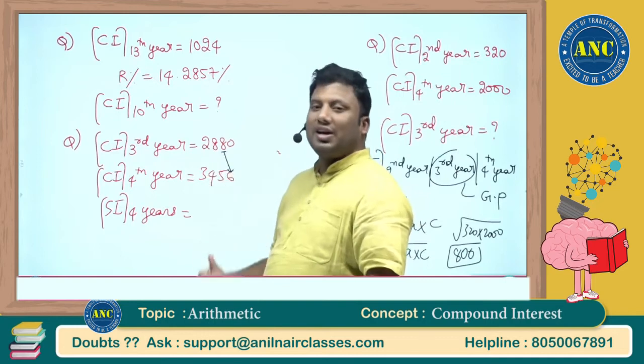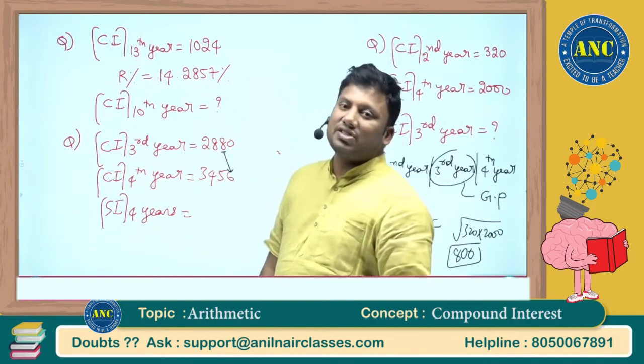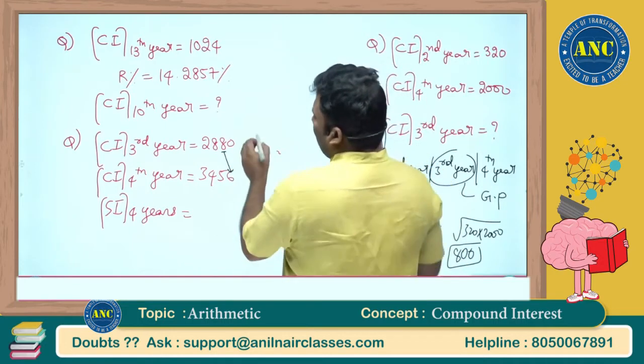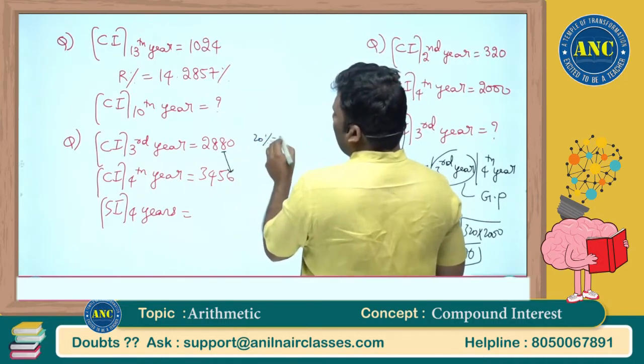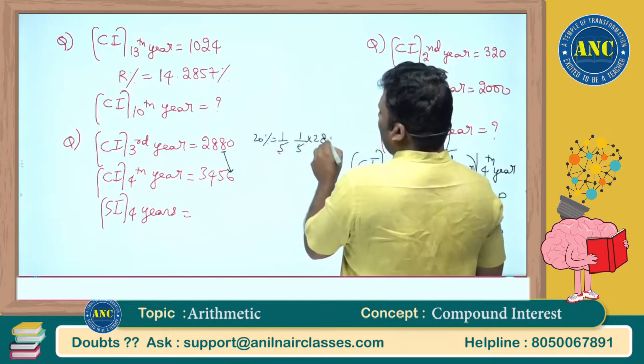8 2s are 16 or 8 7s are 56. Let me take 20 percentage. What is 20 percentage? 1 by 5. So 1 by 5 of 2880.